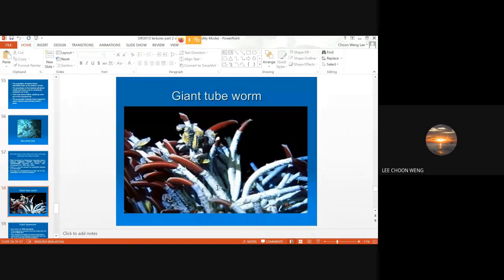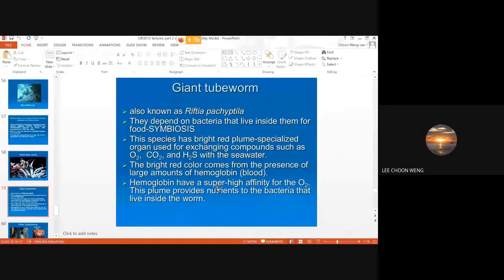So once the habitat has matured beyond the amphipods and copepods, then you have larger organisms like the giant tube worm. Okay, so the giant tube worm is also known as Riftia pachyptila. Okay, so all these larger organisms can only survive because of symbiosis.